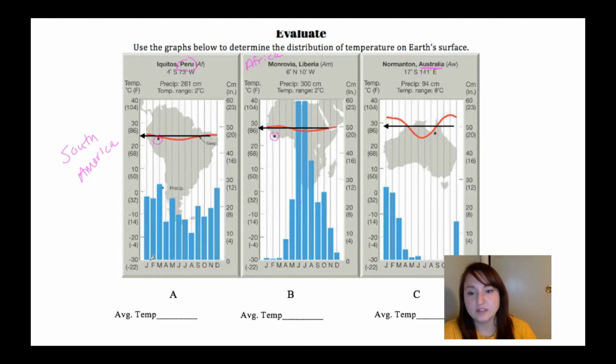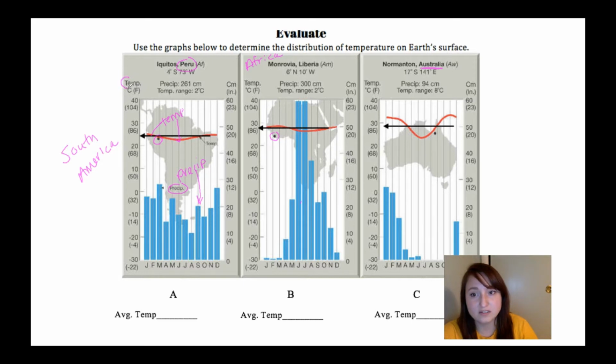Looking at these graphs, we see a couple of things. First, we see this red line here. This is the temperature line. The red line here, not the black line. And then we have precipitation. We have that here, but it's a little bit small, so we know that these are precipitation bars. The higher it is, the more precipitation.